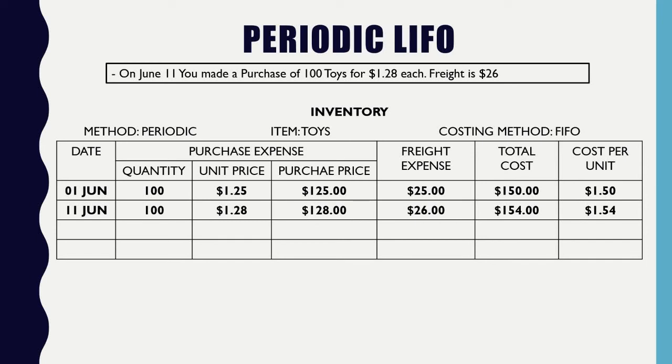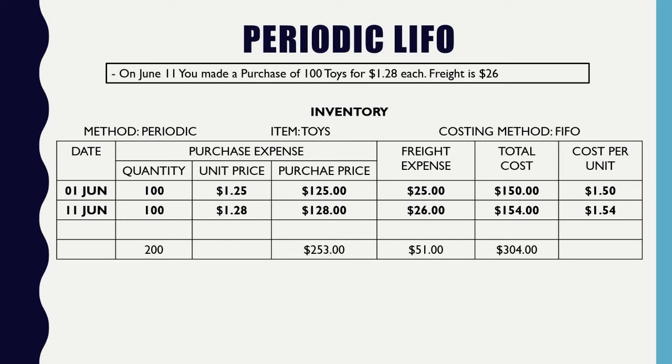Okay. So once we've done that, I can go ahead. I've reached the end of my accounting period, which is the 15th of June. So that means I need to tally up my totals. Here's my total quantity. I have a total of 200 units at a total purchase price of $253 with a total freight of $51, giving me a total cost of $304.